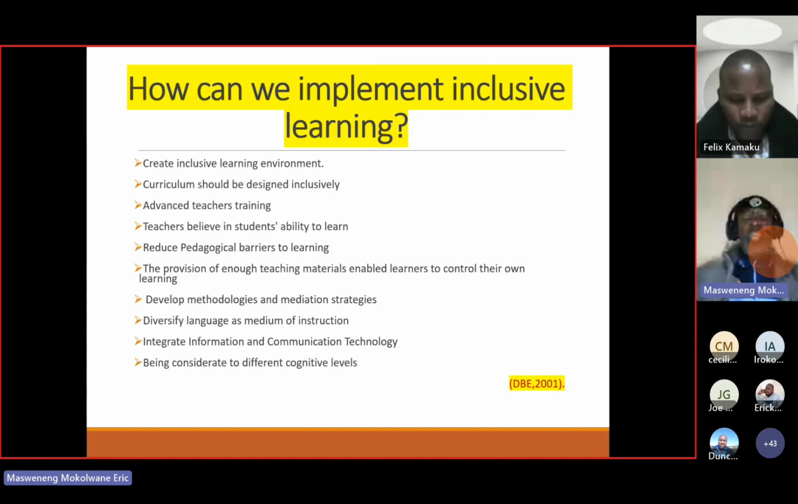We also need to be considerate to different cognitive levels of our learners, so that we can embrace anyone when we give them assessment activities. When we teach, we need to gauge our pace depending on the cognitive levels of our learners.